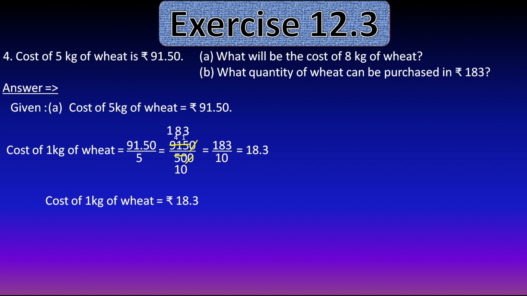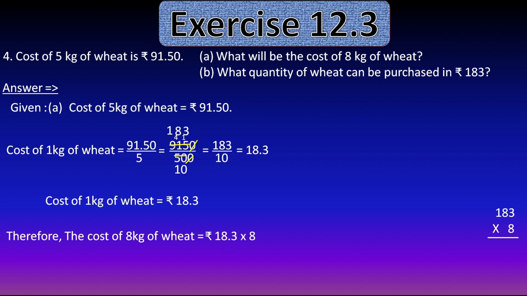Okay. Now we have to find for 8 kg. Therefore, the cost of 8 kg of wheat is equal to rupees 18.3 into 8, which can be found out by multiplying. First of all, we have to forget about that decimal point and just multiply like a simple multiplication. So here 8 3s are 24, 2 to carry. 8 8s are 64 plus 2 is 66. Now 8 ones are 8 plus 6 is 14.